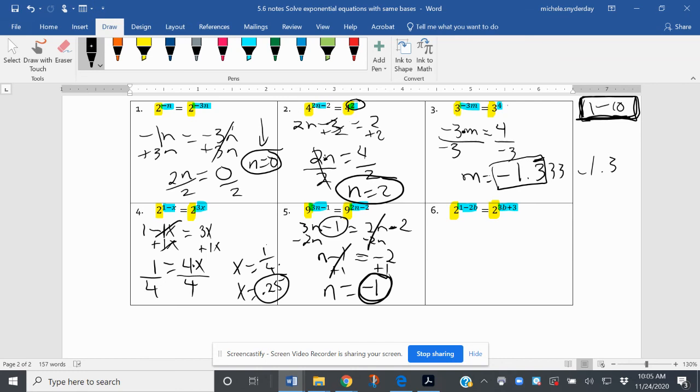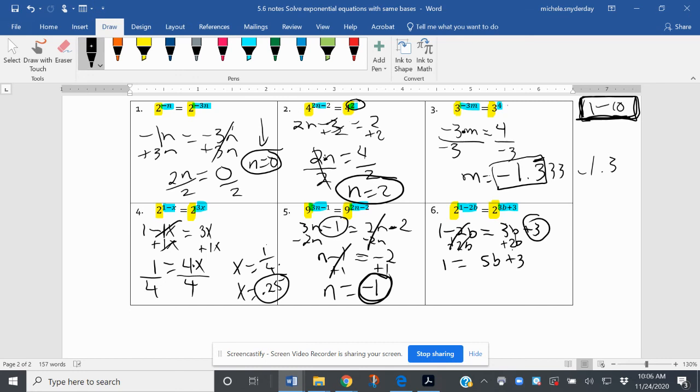And the last one, our first exponent is 1 minus 2b equals, and on the right-hand side it's 3b plus 3. Alrighty, I like to have positive variables, so I'm going to add 2b to both sides. That goes away and I'm left with 1 equals, whoops, I lost my b, sorry about that. And on this side, 3b plus 2b gives me 5b, and I still have the plus 3.